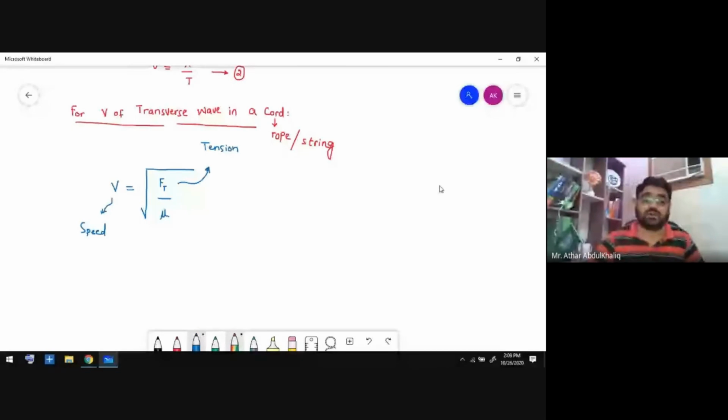Ft is representing tension in the cord. Whenever you have a cord fixed from both ends, it is tight like a guitar string. Tension in the cord, and the letter mu. We are using this mu in many forms.